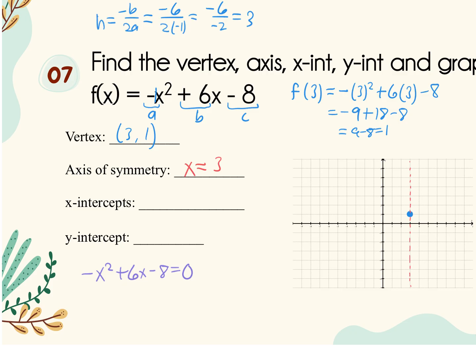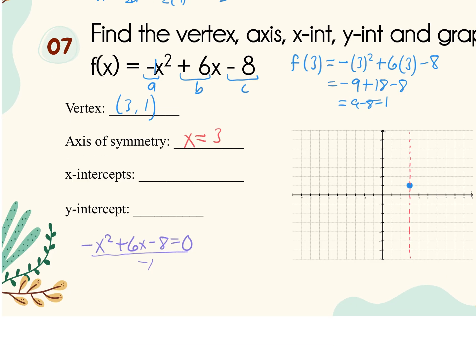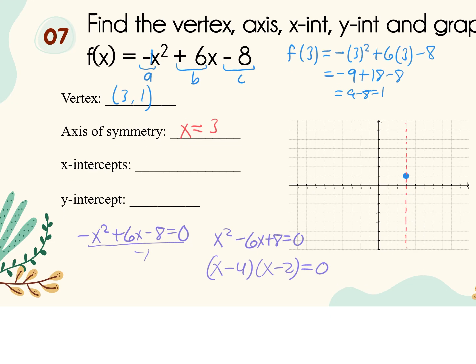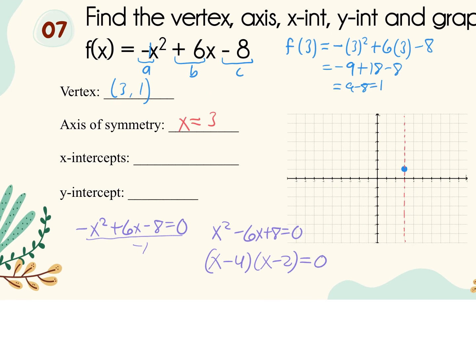Right, we have a negative in front. I would get rid of that negative by dividing everything by negative 1, right? And that's going to get us x squared minus 6x plus 8 equals 0. And then that's going to get us x minus 4 and x minus 2 equals 0. All right, so factors of 8 that add to negative 6 are negative 4 and negative 2, right? So that's how we got those numbers.